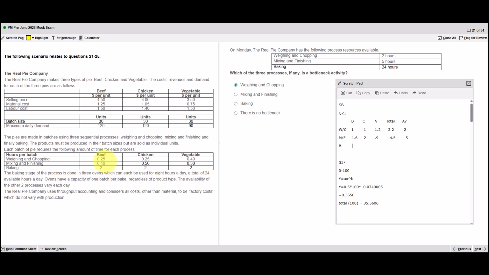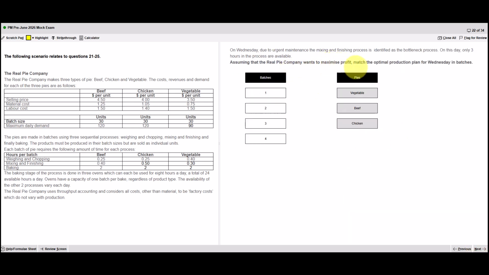Bacon, 2 hours for 4 batches is 8. Chicken, 2 hours for 4 batches is also 8. Veg, 2 hours for 3 batches is 6. That's 22, and there's 24 available. So just confirming it is weighing and chopping as the bottleneck.